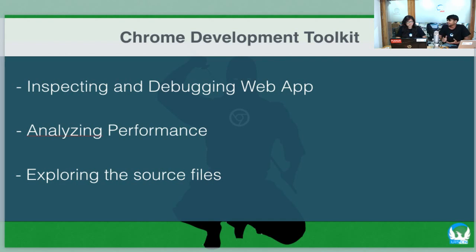Yes. So Chrome Development Toolkit helps us with a lot of things while developing a web app. We can inspect and debug the web app, we can do profiling, CPU and memory profiling, and we can analyze the performance of our web app. We can explore the source files. We can do multiple things in our Chrome Development Toolkit.